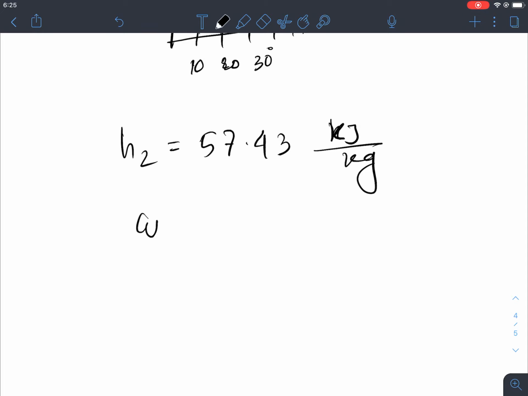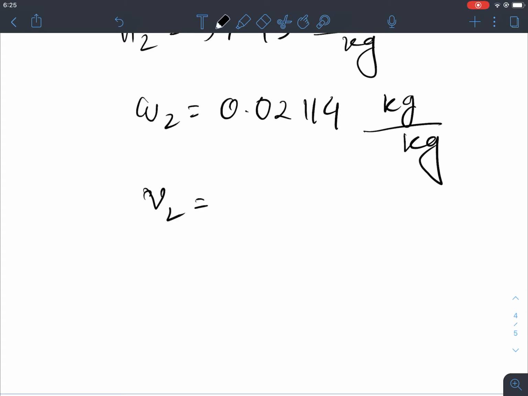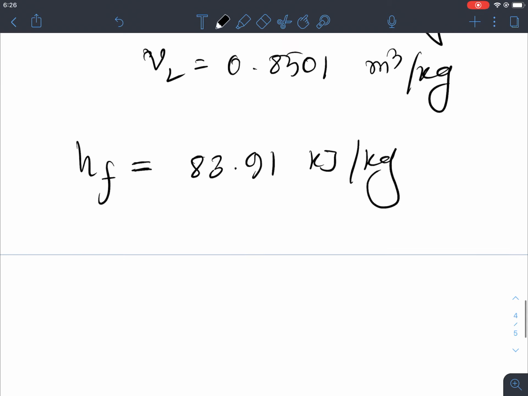omega 2 equals 0.02114 kg per kg, and we have the specific volume at state 2, 0.8501 meter cube per kg. Okay, so now we have all this information, and also we have h_f, or h liquid at 20 degrees Celsius, which is 83.91 kilojoule per kg. Okay, we got this one from the table A4.